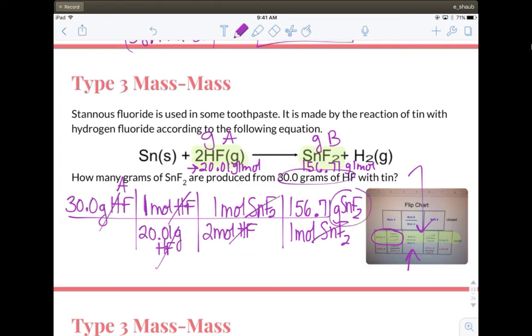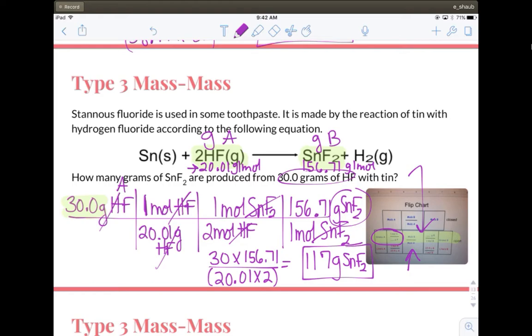Okay? So mathematically, what do I do? I take 30 times 156.71 divided by 20.01 times 2. So that's what it should look like in your calculator. Now you should be close with sig figs here. So my initial number here has 3, so that means your final answer should have 3. I'll give you a second to calculate it. You can always pause the video if I'm going too quickly. So once you do that and calculate it, you should get 117 grams of SnF2.